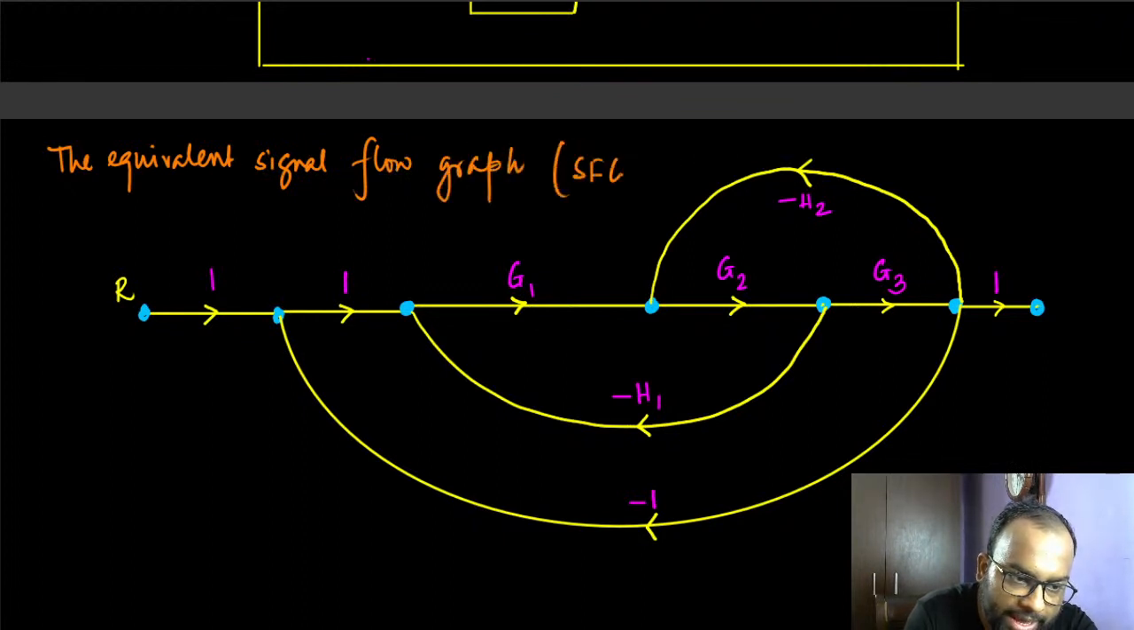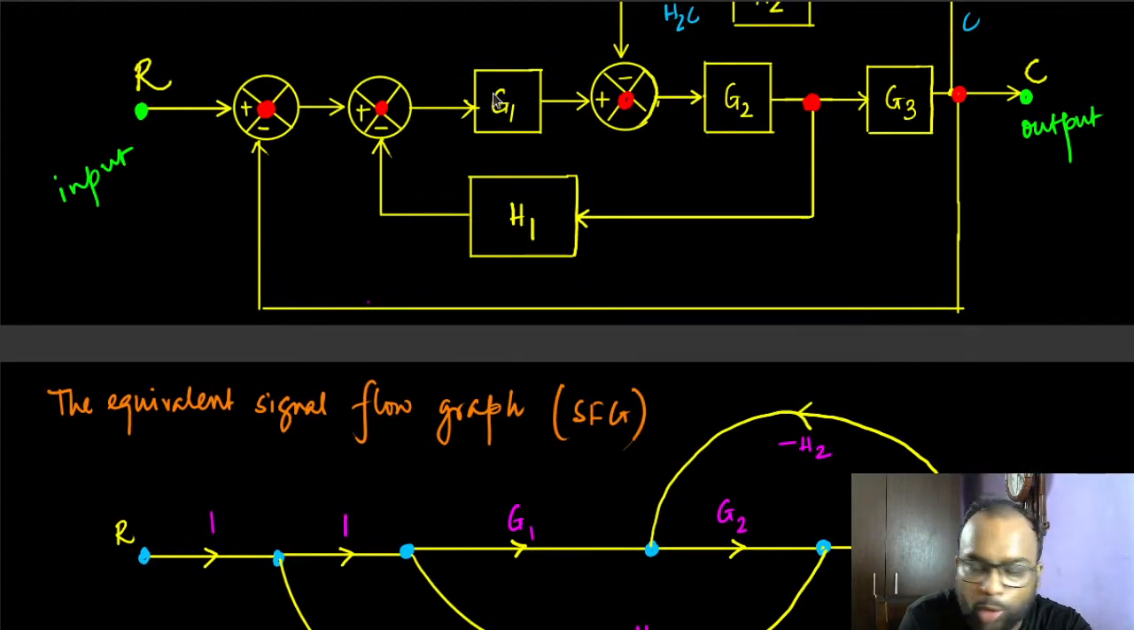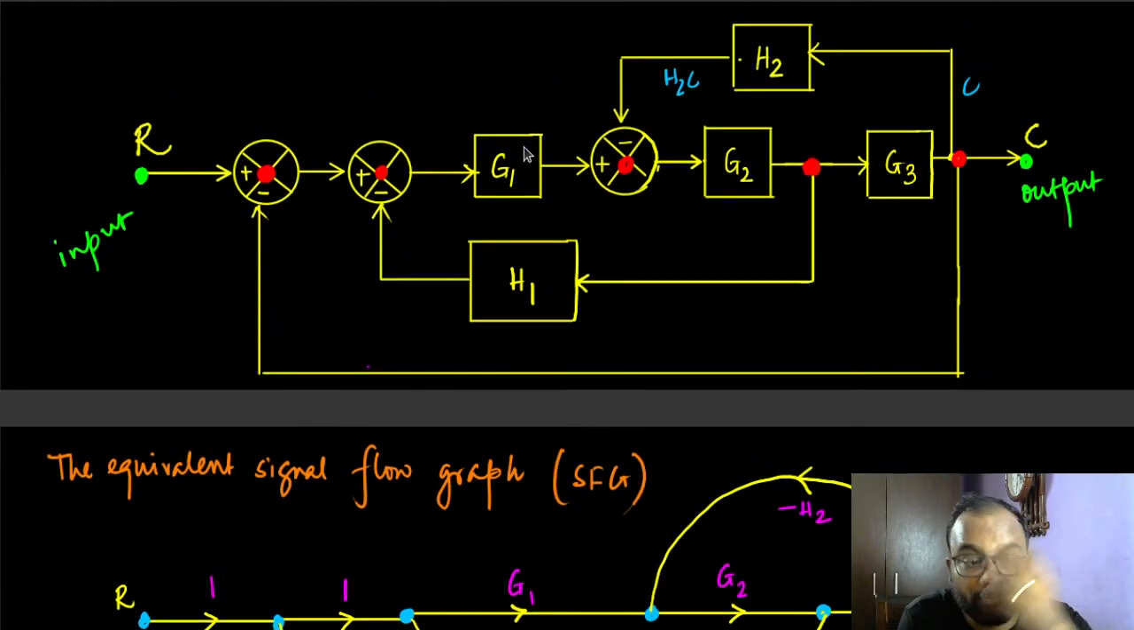In short, it's called SFG. One thing to note here is that in the block diagram, the important objects are these blocks. Essentially, that's why it's called a block diagram. It's a diagram all about the blocks. So G1 is a block, G2 is a block, G3 is a block, H1 is a block, H2 is a block. So block diagrams are all about blocks. Blocks are the most valuable players in this, right? Blocks are the most important things in a block diagram.